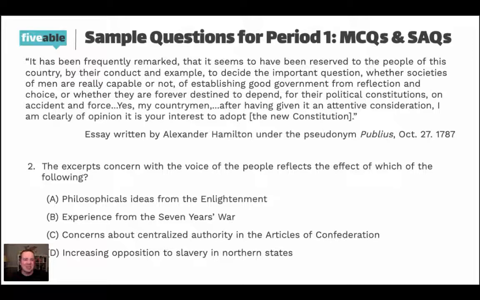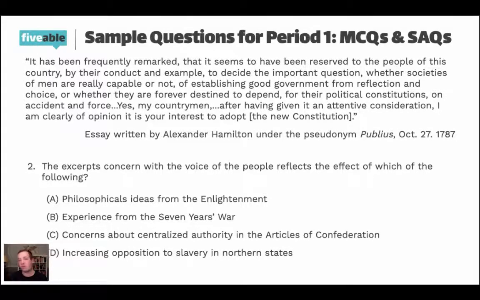Not really. B, experiences from the 7 Years' War. Again, not really the right time period, and it wasn't like there was a whole lot of voices of the people happening because of the 7 Years' War. It just doesn't really seem to make sense. So we're left with A and C.